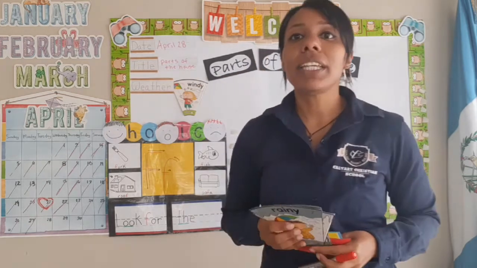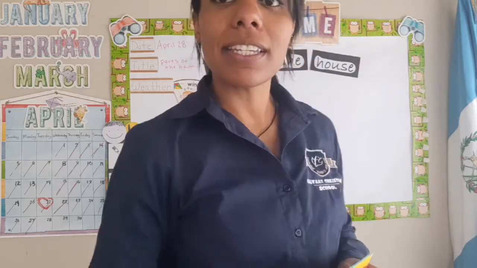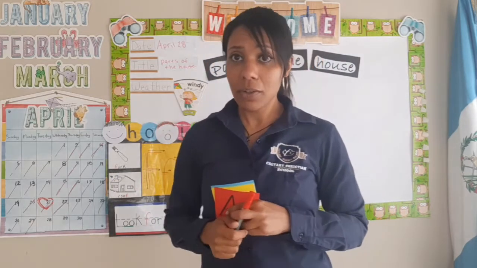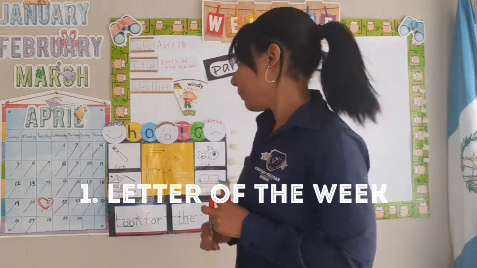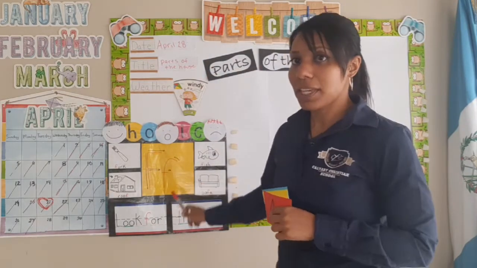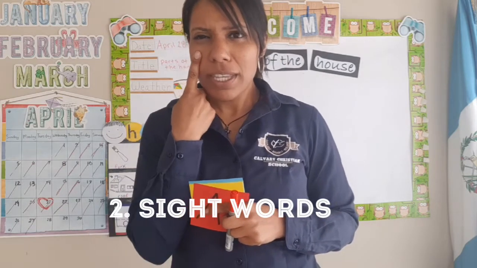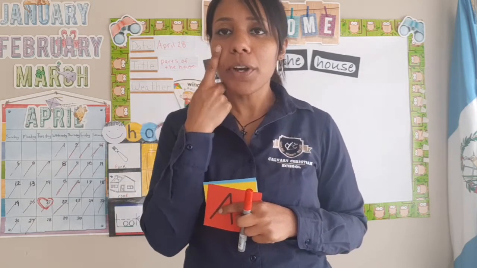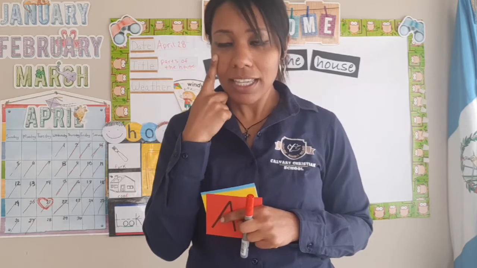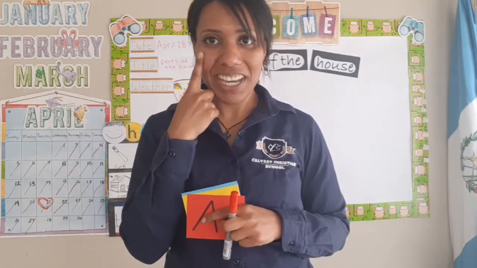Now, something new that we're going to do each day is that we're going to see the letter of the week. Okay, so we're going to be practicing a new letter. So this is going to be our letter for this week. And then we're also going to be seeing sight words. So when we say sight words, those are words that when we look at them with our eyes, we can tell what they are, okay? So are you guys ready?